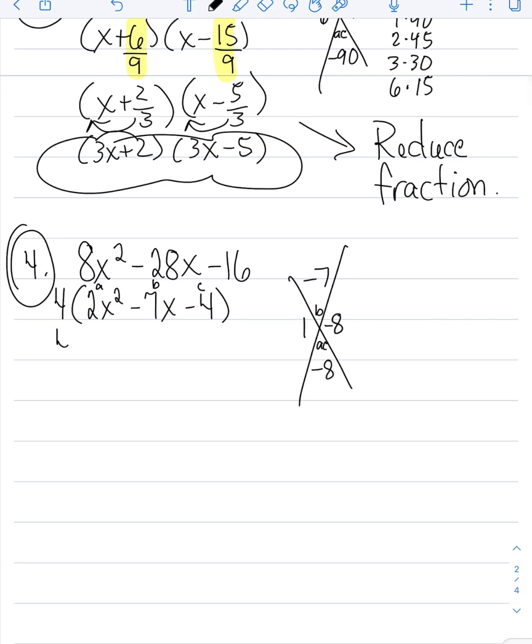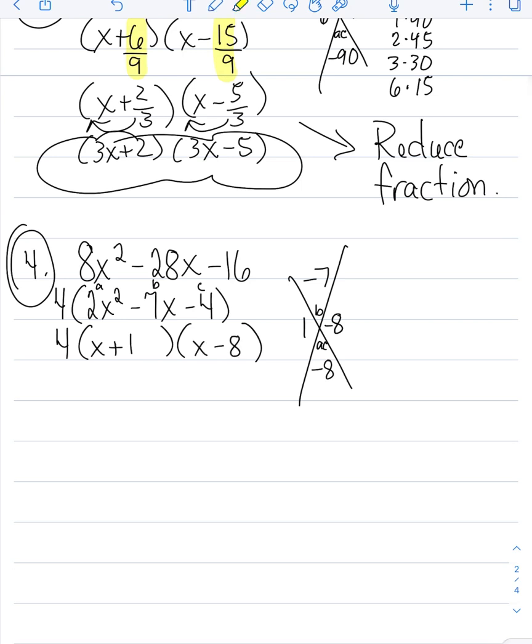All right, so remember to carry down your 4. Please don't lose that greatest common factor. That's a common mistake that people make. So let's make our 2 binomials. So we have x plus 1, x minus 8.